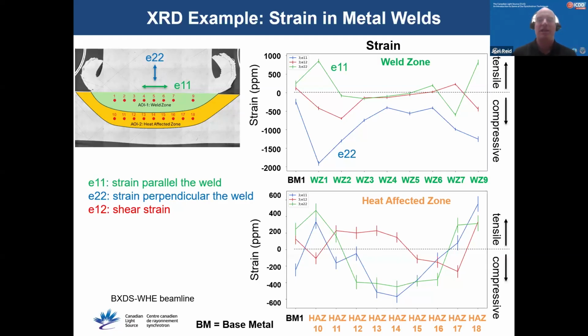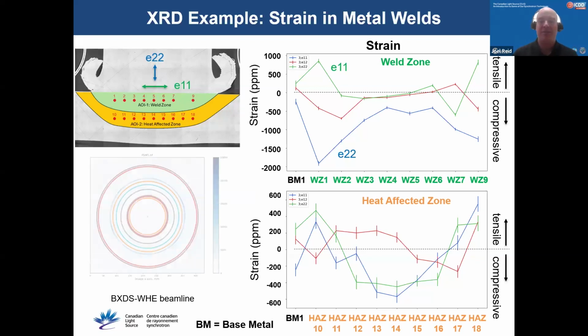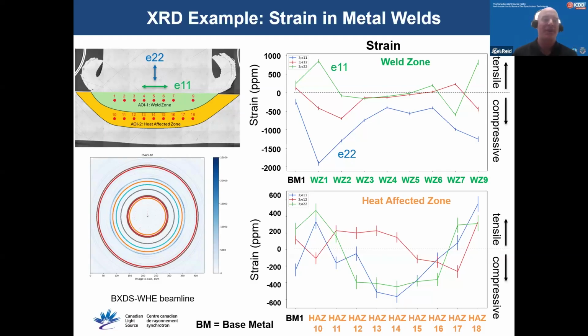The magnitudes of the strains tend to be more similar in the heat affected zone than in the weld zone, and the parallel and perpendicular strain components are more comparable. You can generate these strain estimates from any 2D ring in the pattern. So we chose 8 different diffraction rings from the main alpha zirconium phase to estimate the residual strain tensors for comparison here.